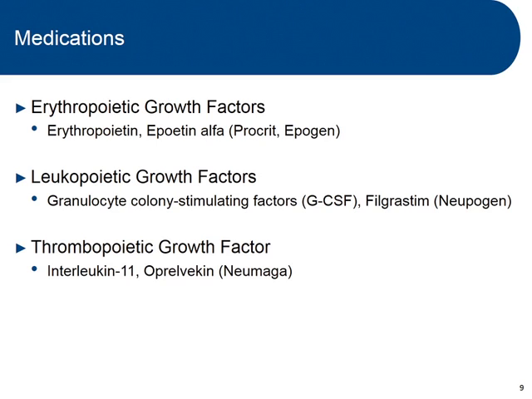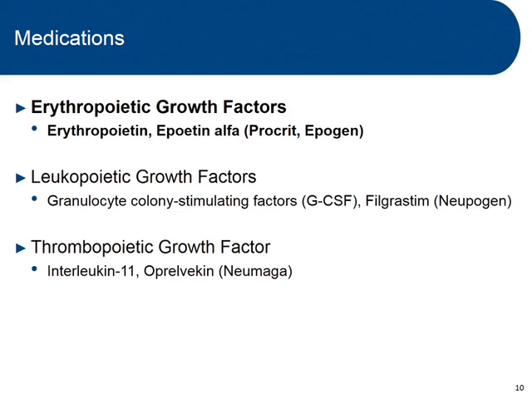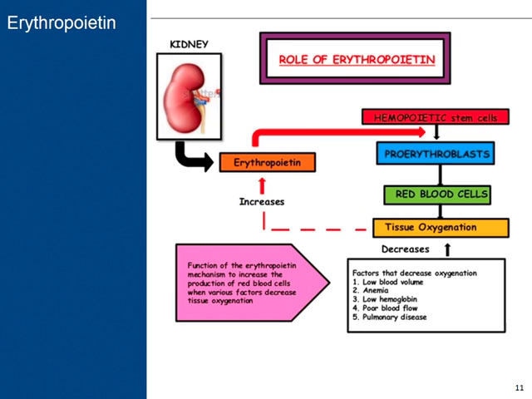And then the third are the thrombopoietic growth factors, and those increase platelet production. Our biologic name is interleukin 11. Oprelvekin is the generic, and Neumega is the brand name. So we'll go over each of these three drug classes. Let's start with the erythropoietic growth factors.